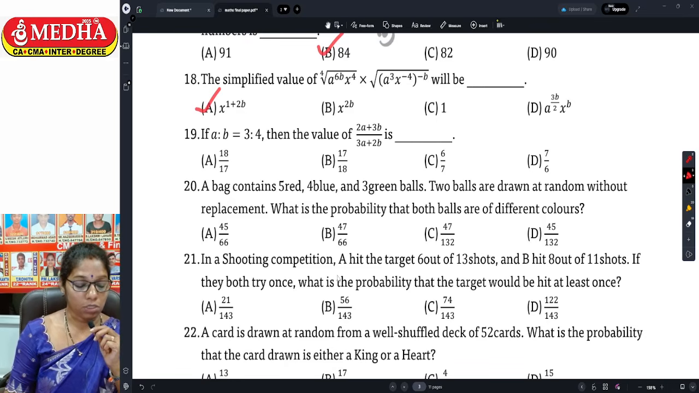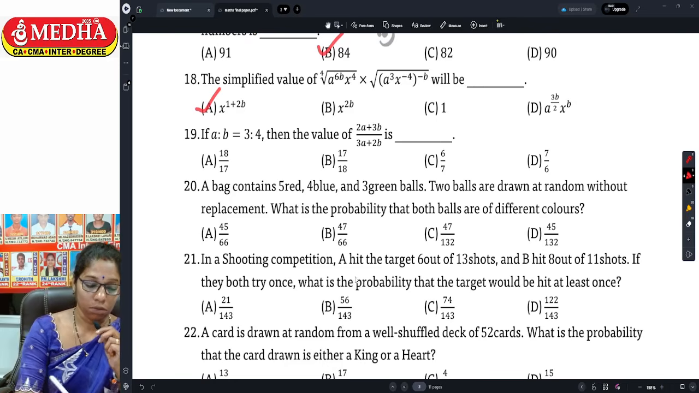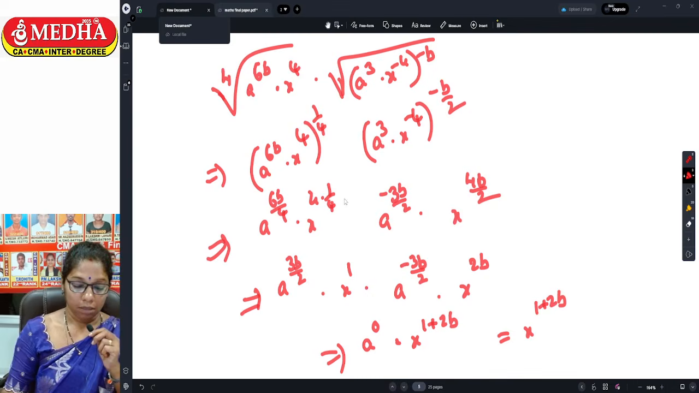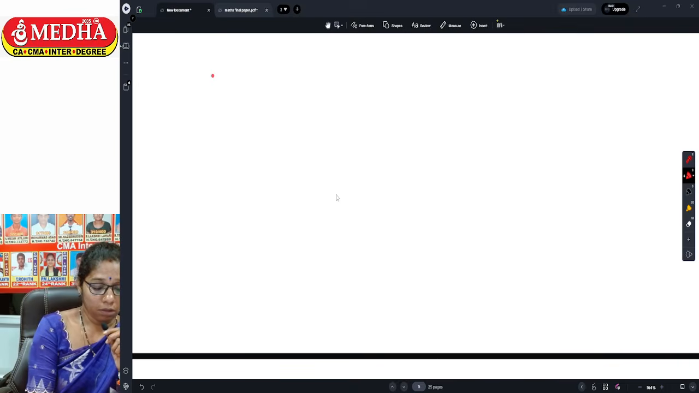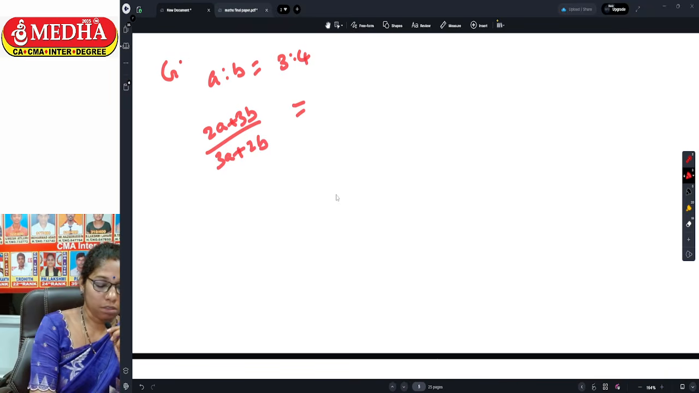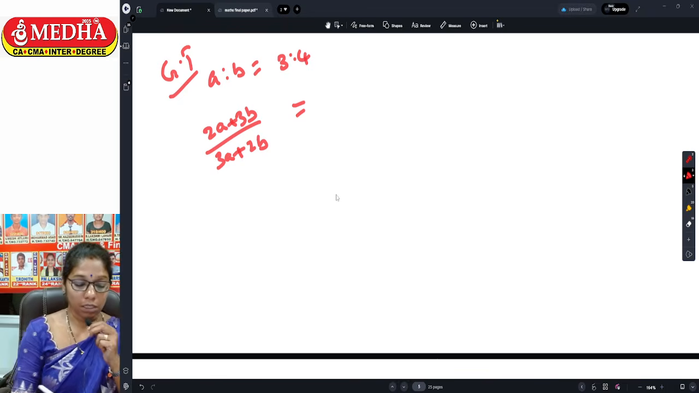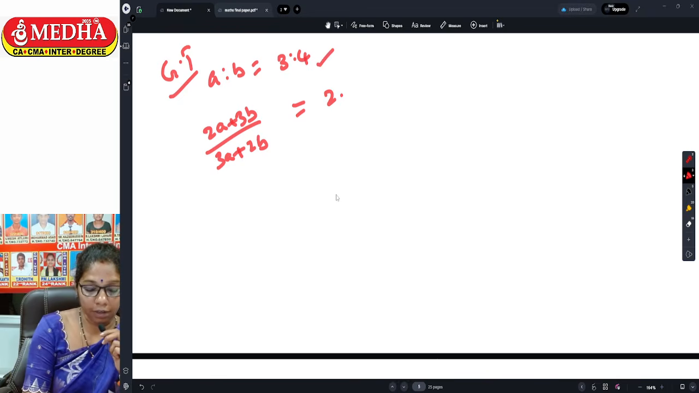Next, 19th question. A is to B is equal to 3 is to 4. Find the value of 2a plus 3b by 3a plus 2b. So here A is to B is equal to 3 is to 4. We have to find 2a plus 3b by 3a plus 2b. So the given condition is a ratio and we have to find another ratio.